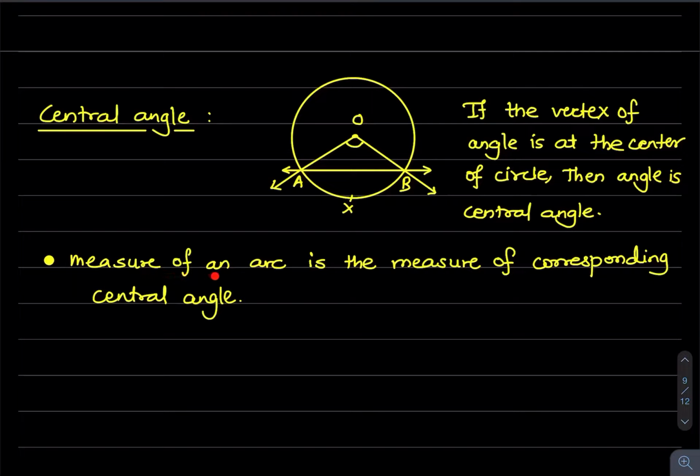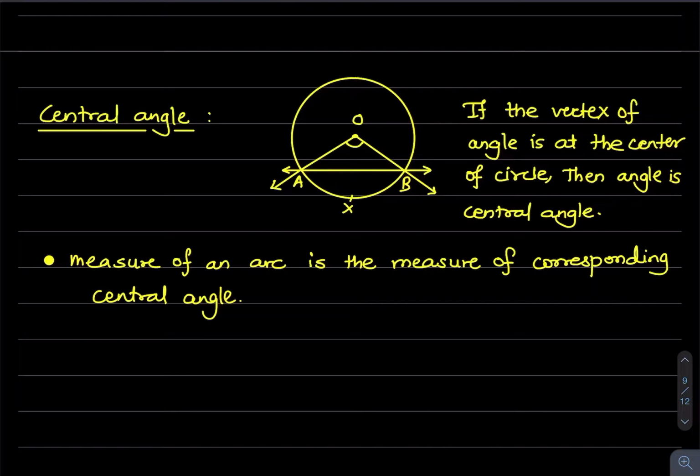So the measure of an arc is the measure of the corresponding central angle. So the measure of arc AXB is the same as the measure of angle AOB. How will you find the measure of the major arc AB? We will give this point the name Y. So measure of arc AYB: suppose this angle is 70 degrees, then this angle will be 360 minus 70 degrees. So 360 minus 70 is 290 degrees. So the measure of this arc AYB is also 290 degrees.